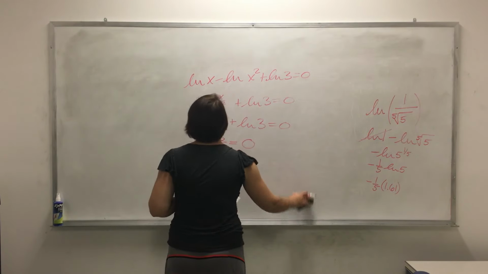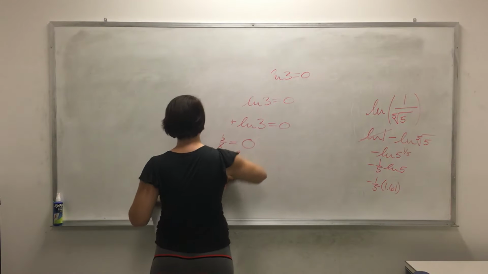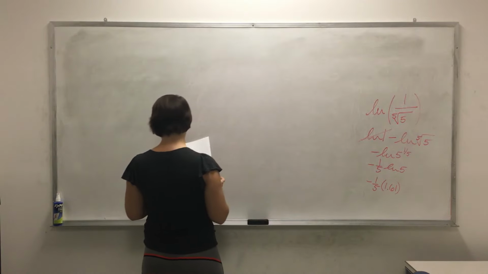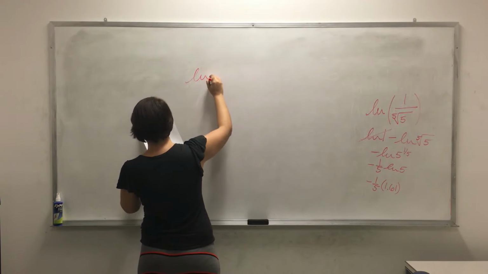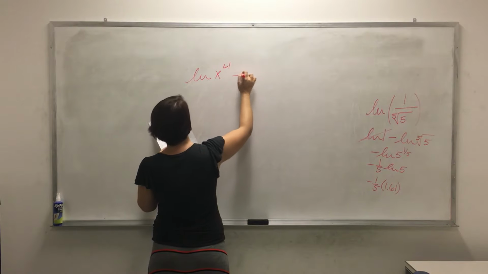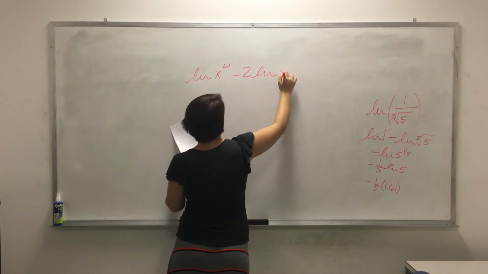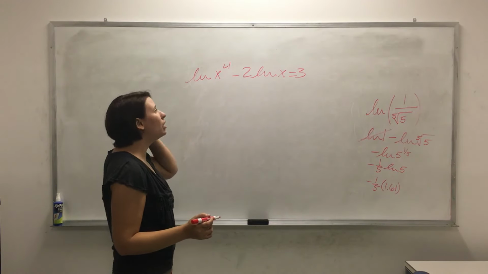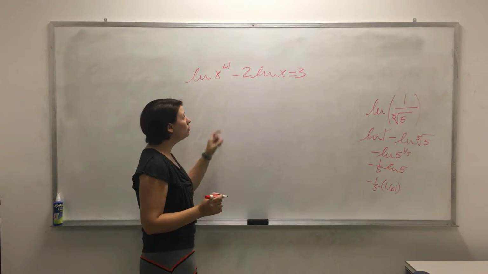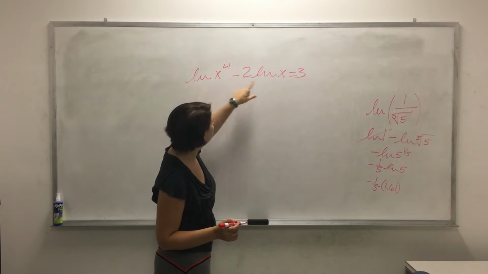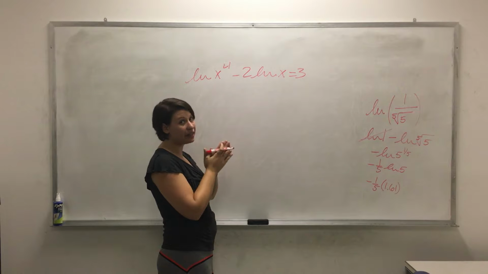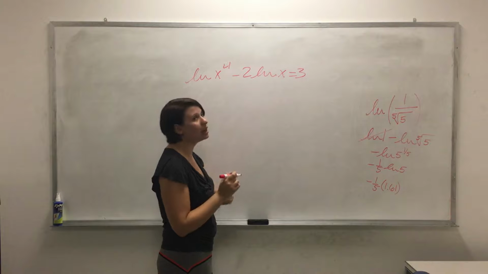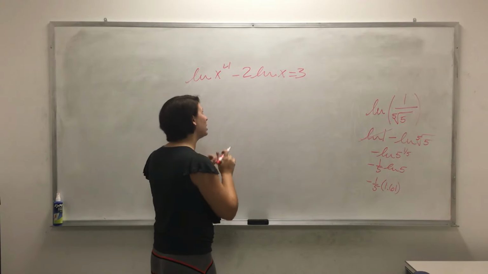Alright, then another problem very similar to this is if we have the natural log of x to the 4th minus 2 natural log of x equals 3. So again, we're solving for x. Well, we have multiple x's. We probably want to put them together somehow. This coefficient needs to be rewritten as the exponent first before we can combine them.